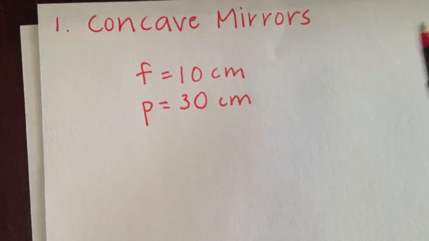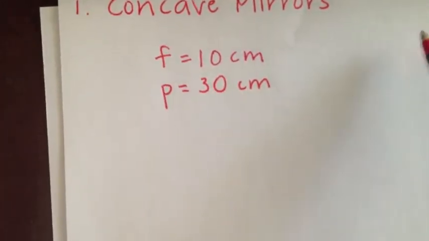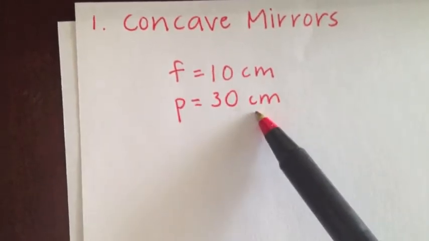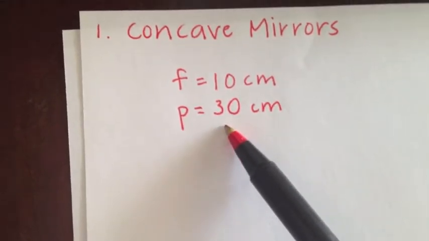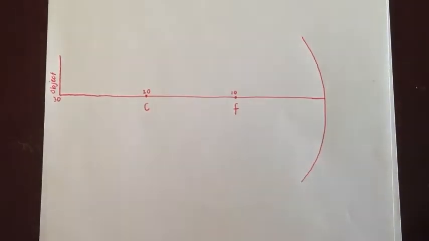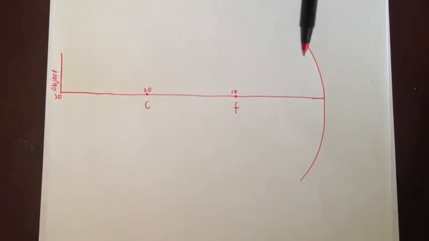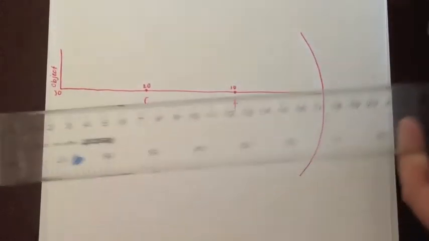Now in this first example problem, I have been given 10 as my focal length and 30 centimeters as where my object is. The first ray is going to go from the top of the object to the mirror and then through the focal point.